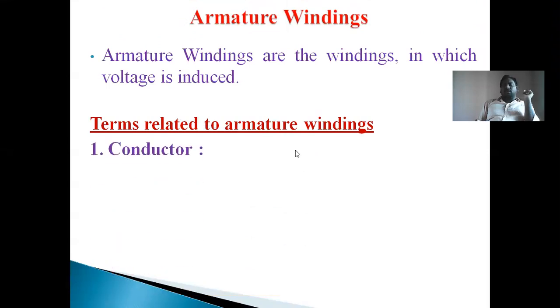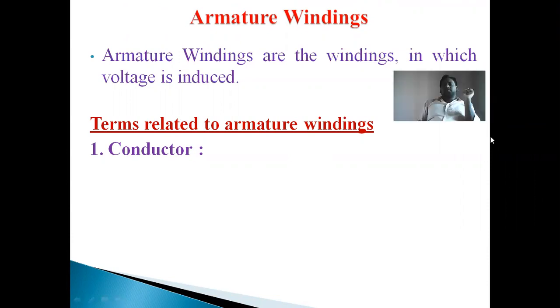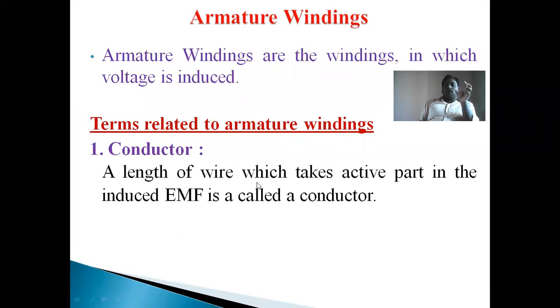What is meant by conductor with regard to the winding terminology of electrical machines? Here a conductor means a wire of certain length L meters placed in the magnetic field. When a wire of certain length L meters is placed in the magnetic field, what happens? It can induce the EMF. That's why that certain length of wire is called a conductor. A length of wire which takes active part in the induced EMF is called a conductor.